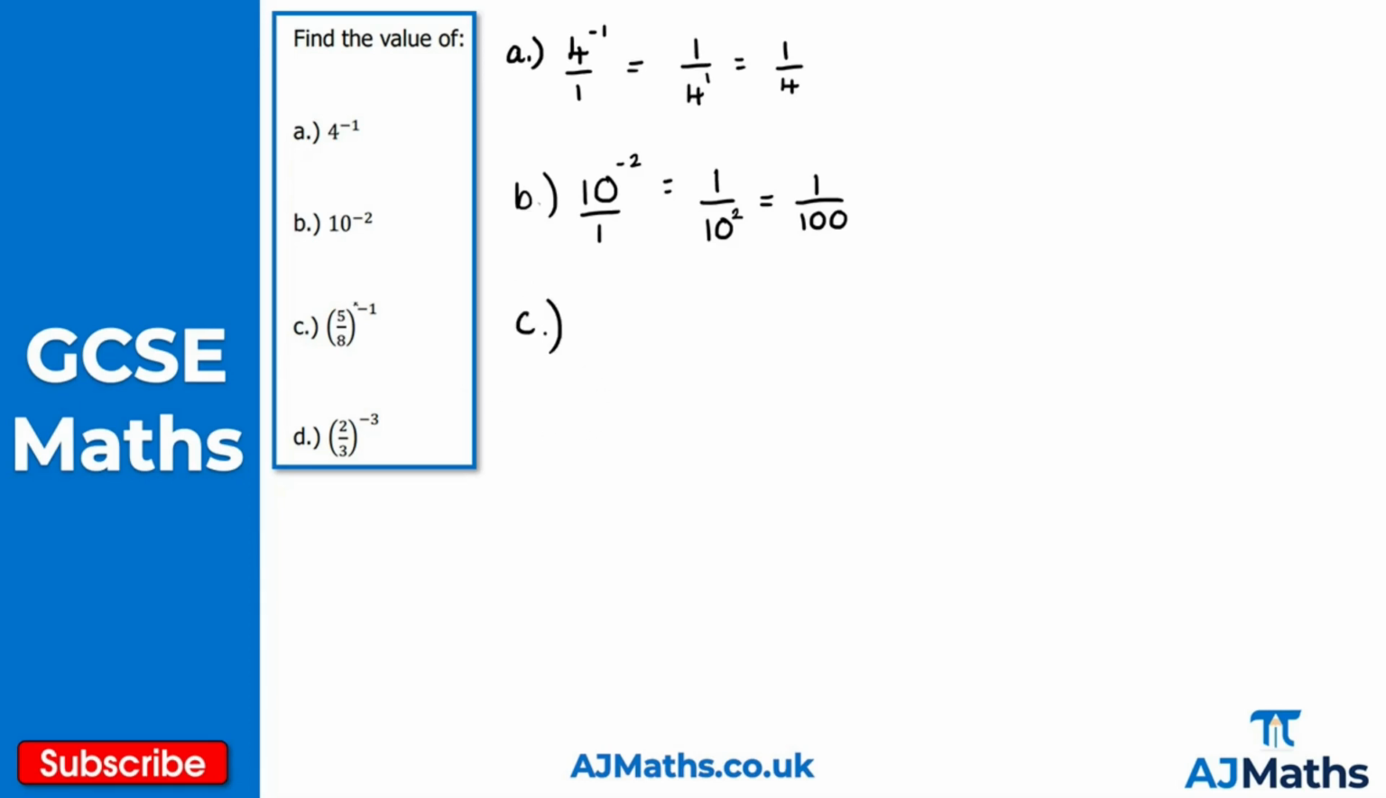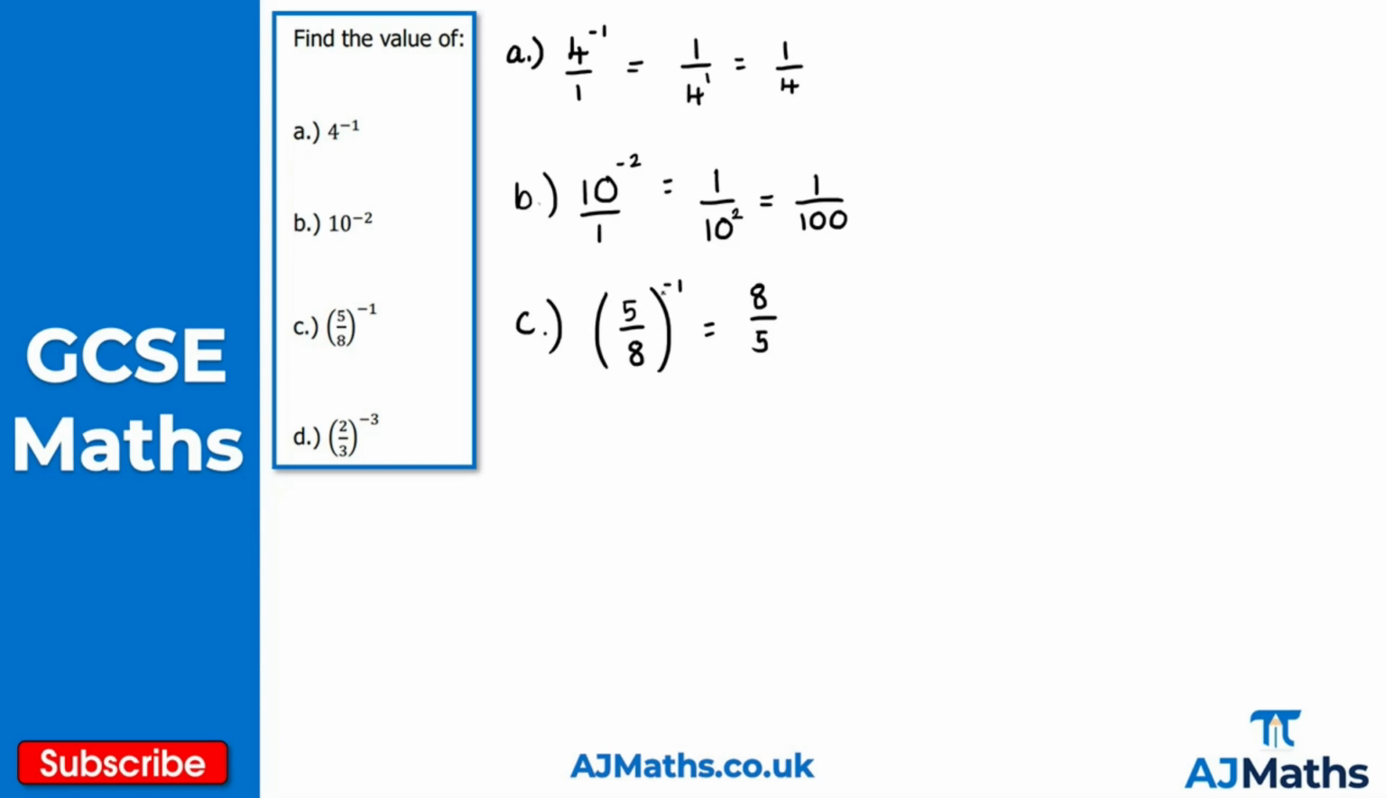Moving on to C now, we've got 5 over 8 to the power of minus 1. So 5 over 8 to the power of minus 1. Now remember, we can write the denominator of 1 here and then flip it. But with a fraction, it's even easier. All I need to do here now is just flip this fraction. So 5 over 8, if we flip that, I'm going to get 8 over 5.